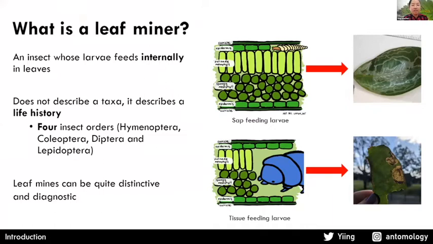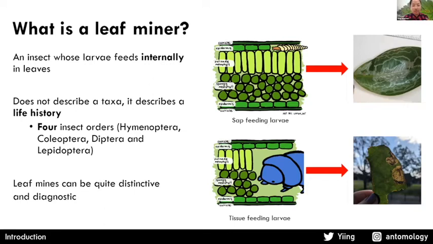The leaf mining behavior occurs in the larvae of 4 insect orders, so it's quite a diverse behavior. It occurs in Hymenopterans, Coleopterans, Dipterans, and Lepidoptera. And broadly, the diversity of species goes in that order as well. The Hymenopterans are the least diverse and the Lepidopterans are the most diverse.